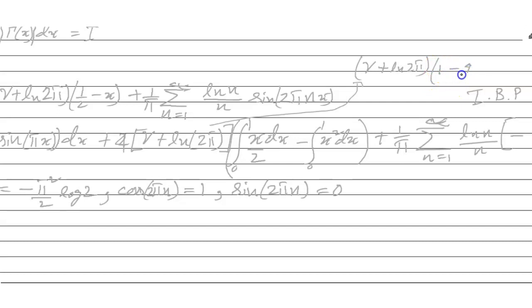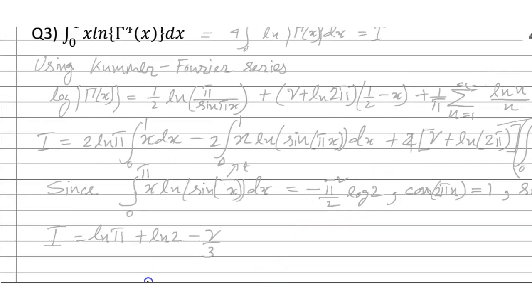One minus 4 by 3. So I can get minus 1 by ln 2 pi. Summation n equals 1 to infinity ln n by n square.